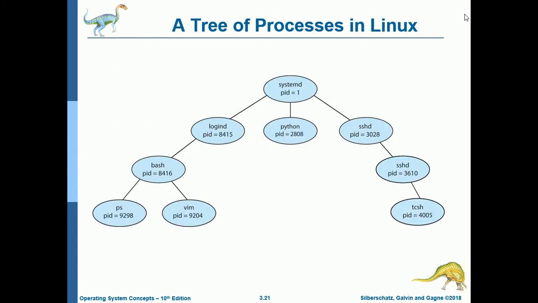So we have a tree of processes in Linux. This is the parent process, and then this is the children process. And then login and SSHD have their own set of other child processes. So Windows can also have a tree of processes.